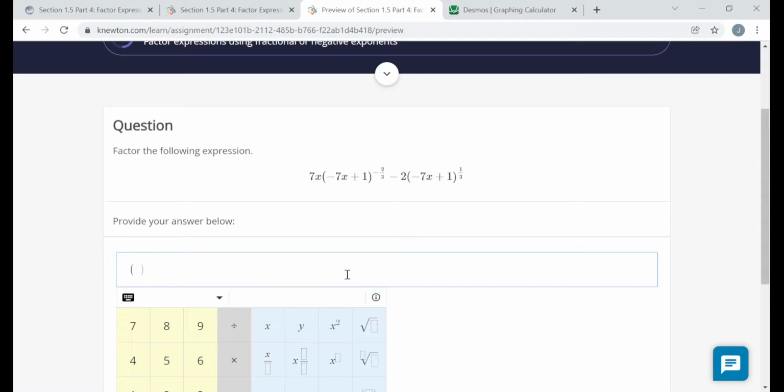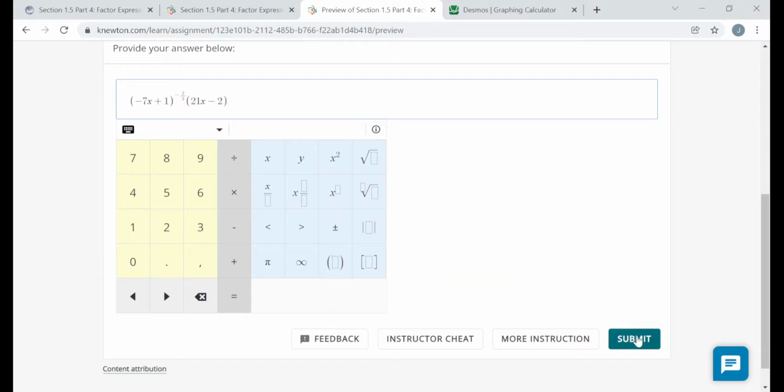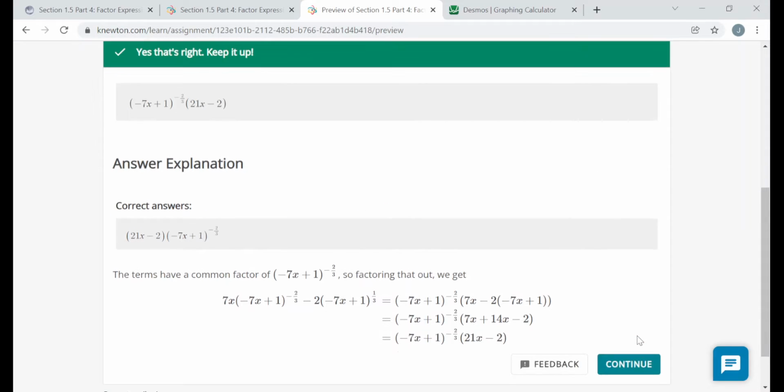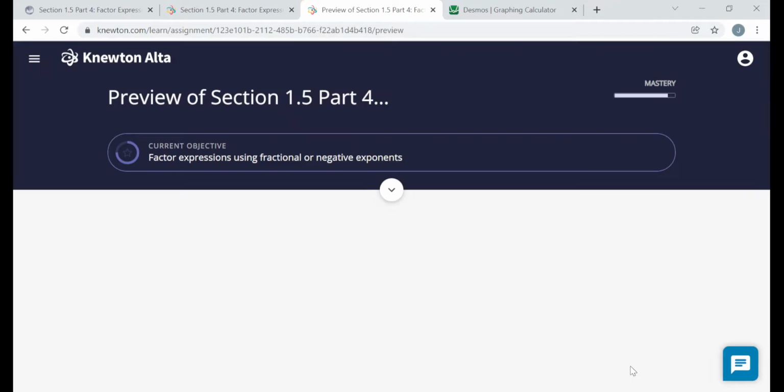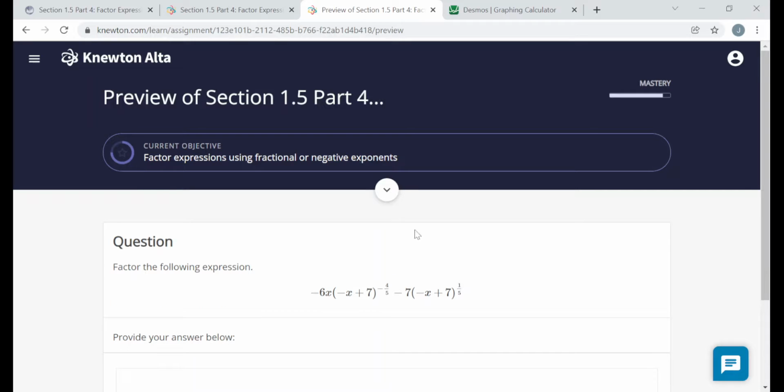So we have the quantity negative 7x plus 1 raised to the negative 2/3 power, and then times 21x minus 2. And that should be good. Hooray. And then I should have one final one. And as long as you're not getting things wrong, usually it'll be like 4 questions per objective.